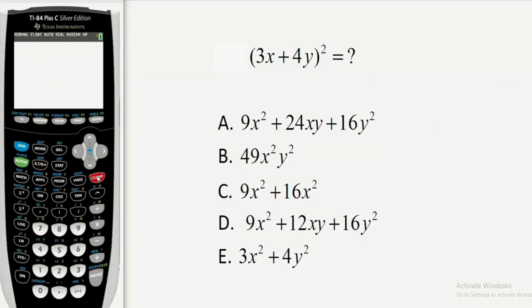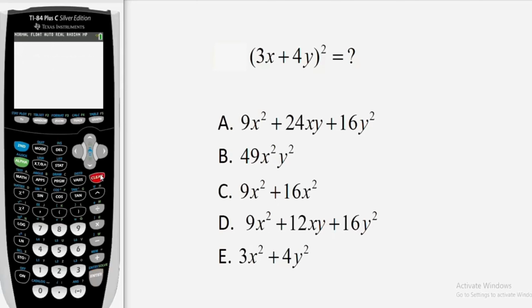Let's now store our y as 2 as well. Press 2, press store, and to bring out y, press alpha. This button, y is on top of it. So you press enter, and the value 2 has been set as y as well.